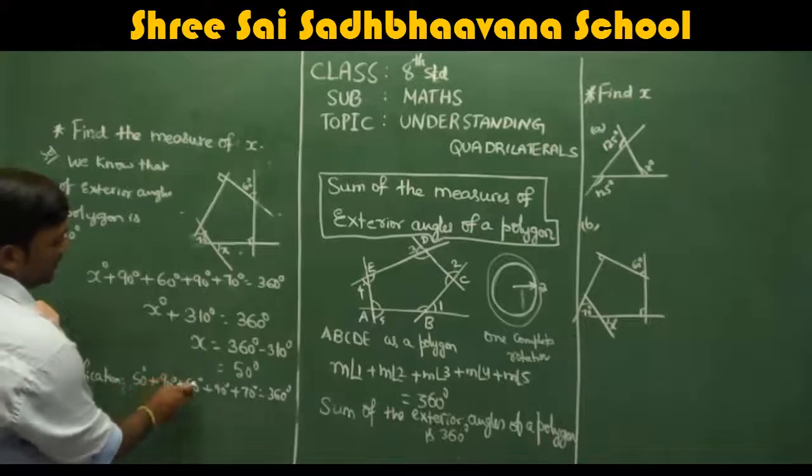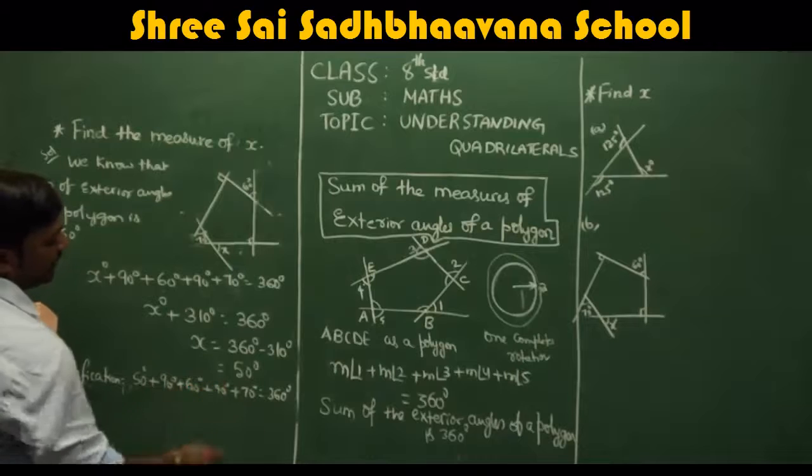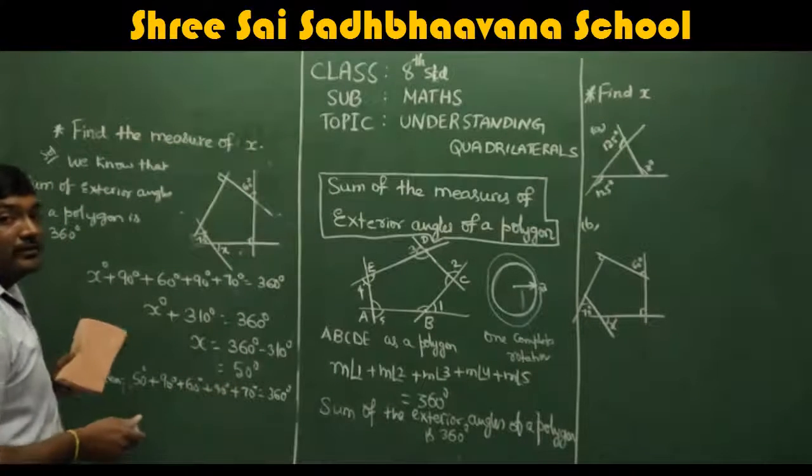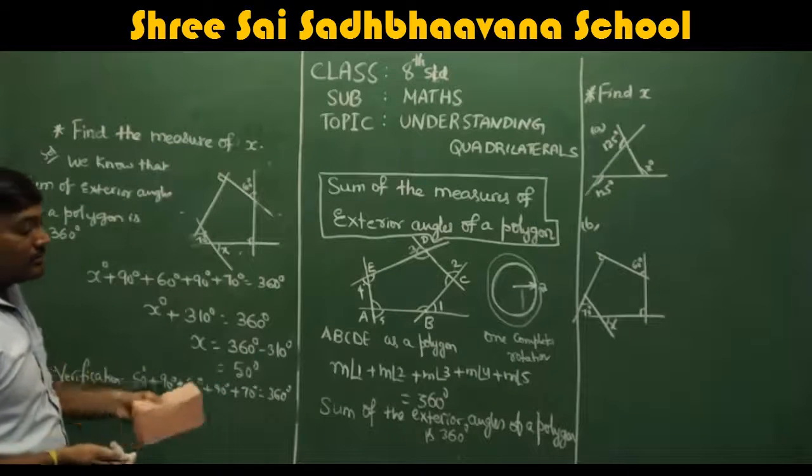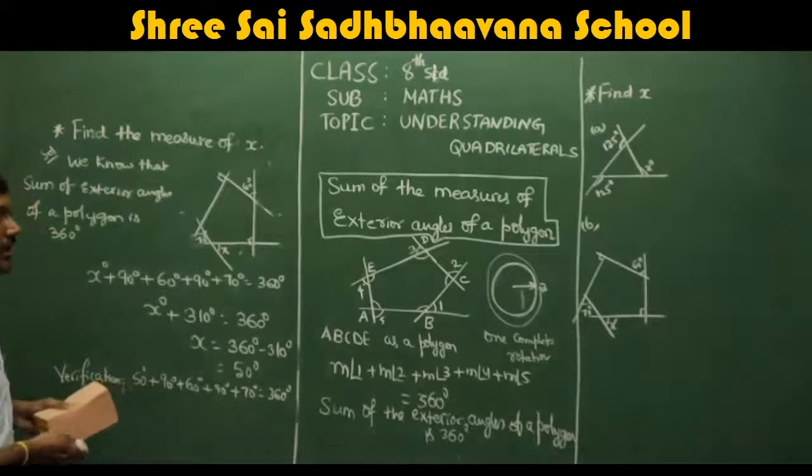Okay, 140 plus 60 is 200, 290, and 290 plus 70. Correct? 290 plus 70 is 360. So you will get 360 degrees.